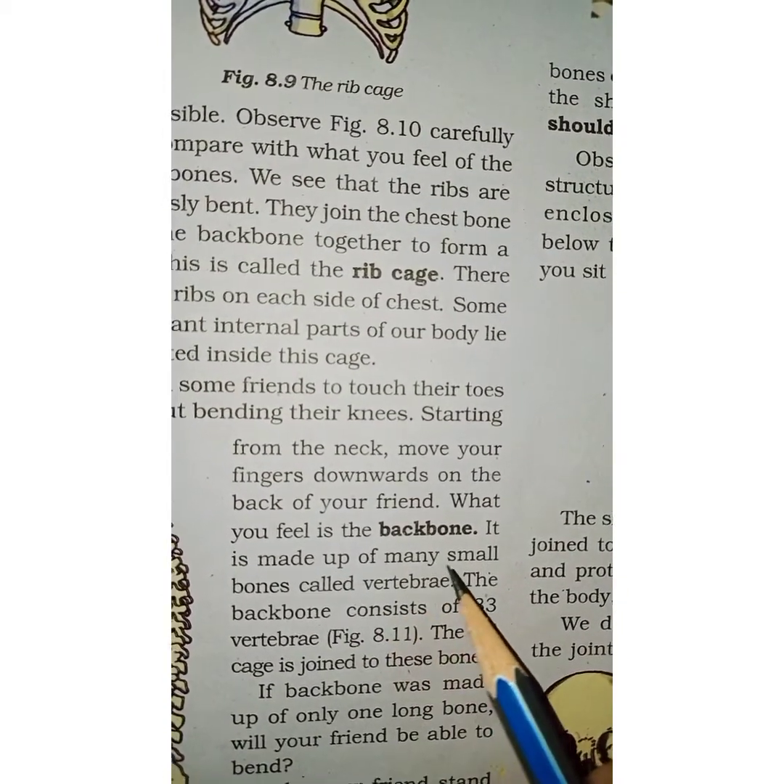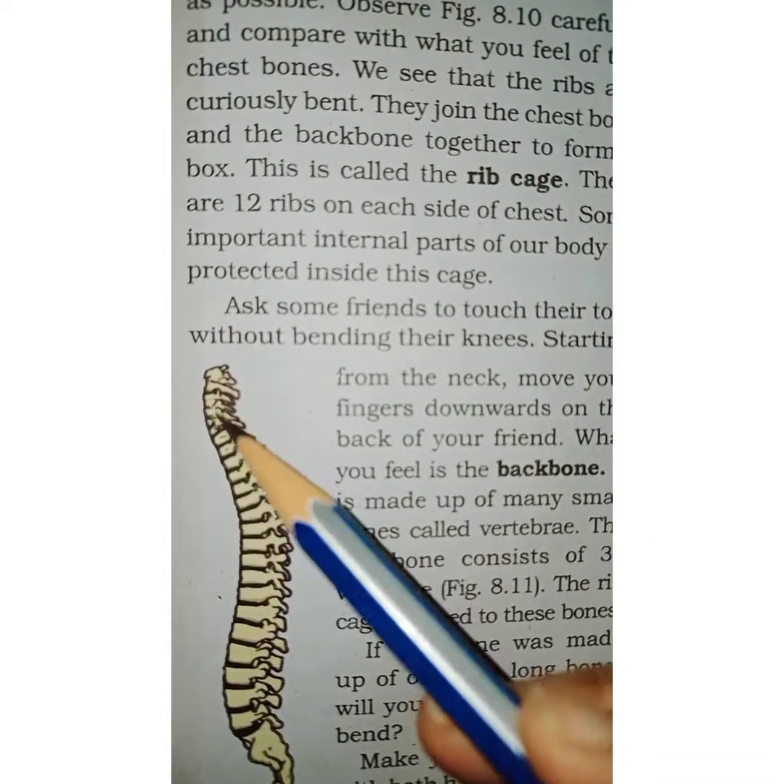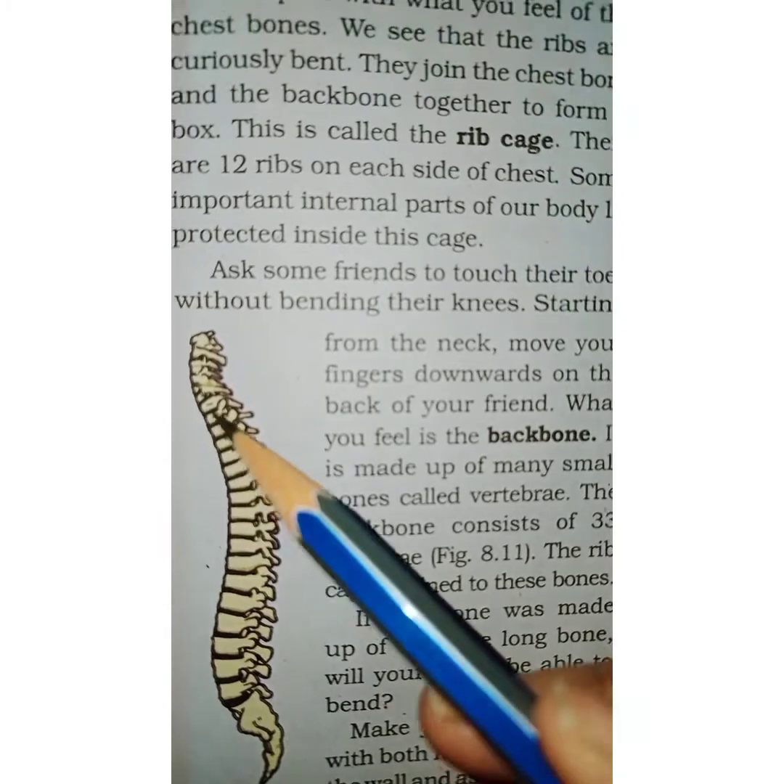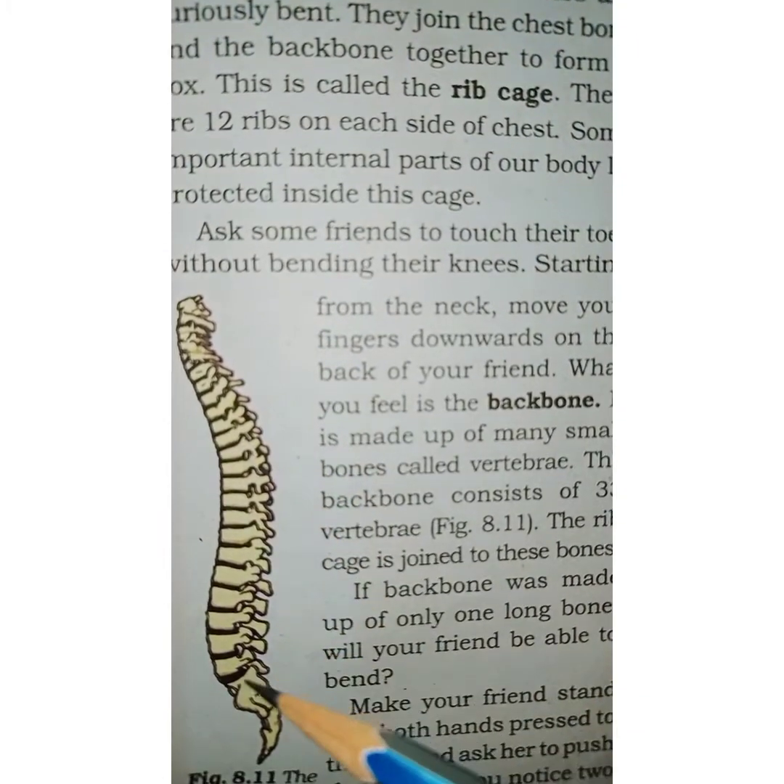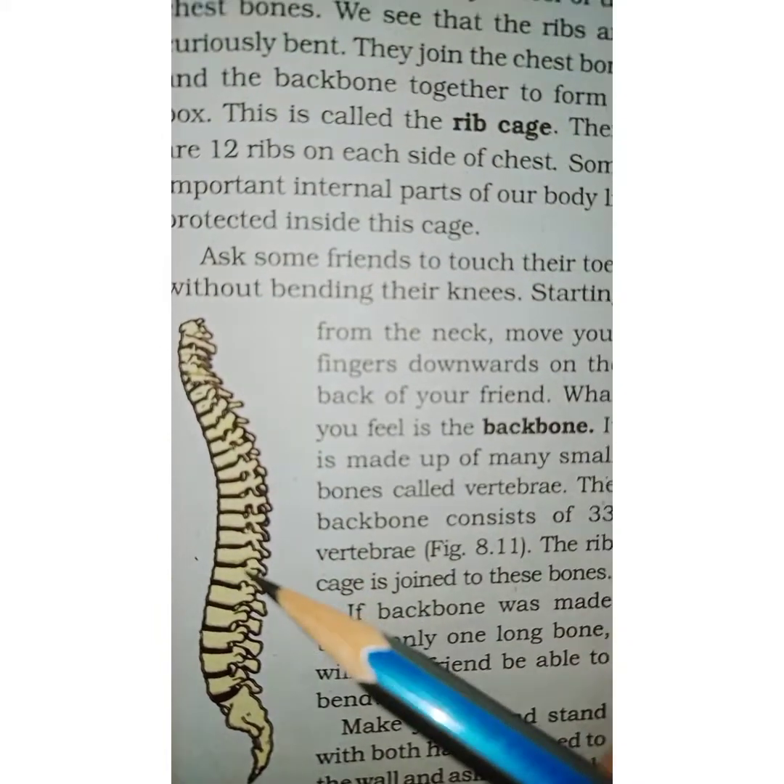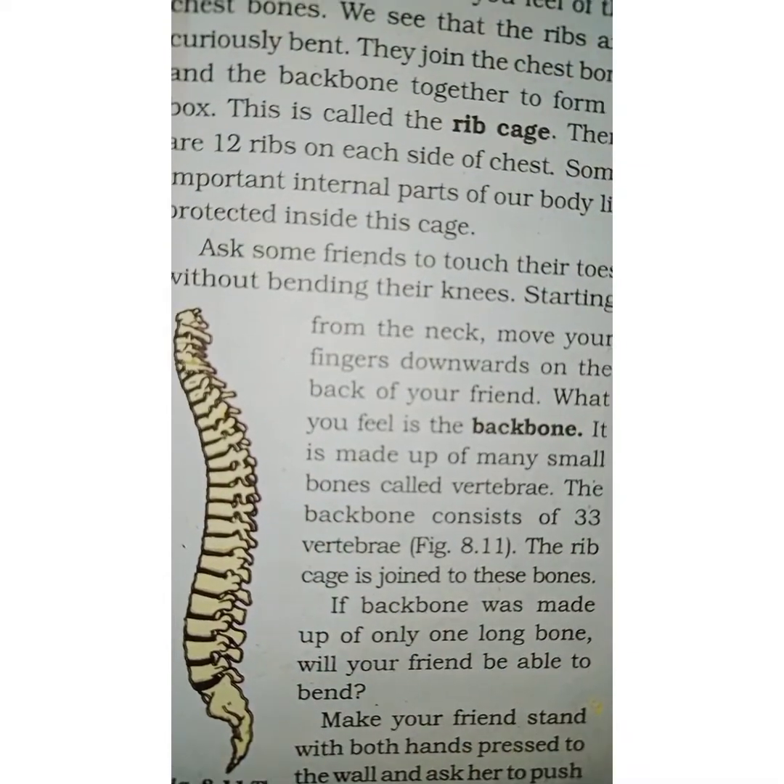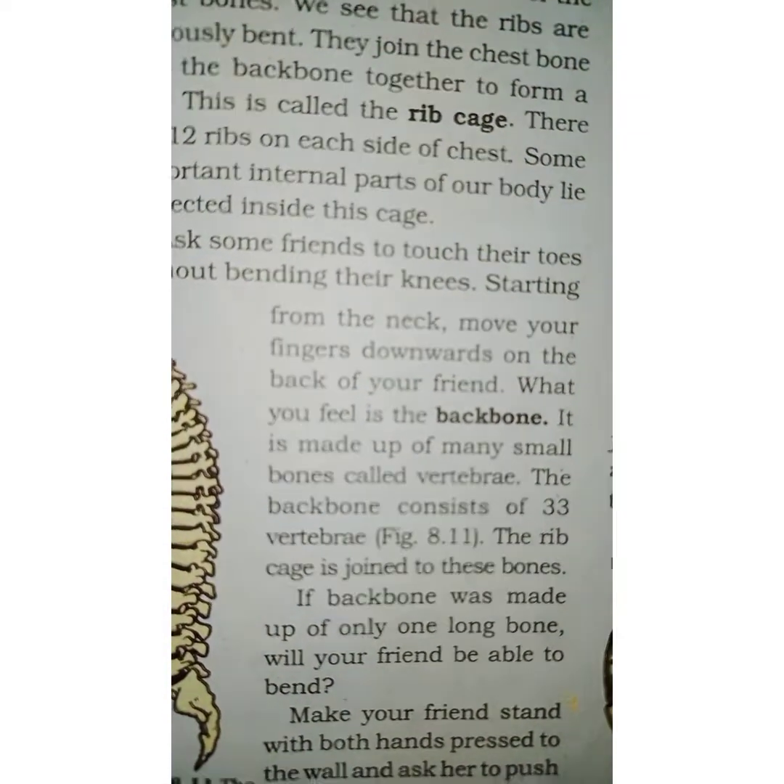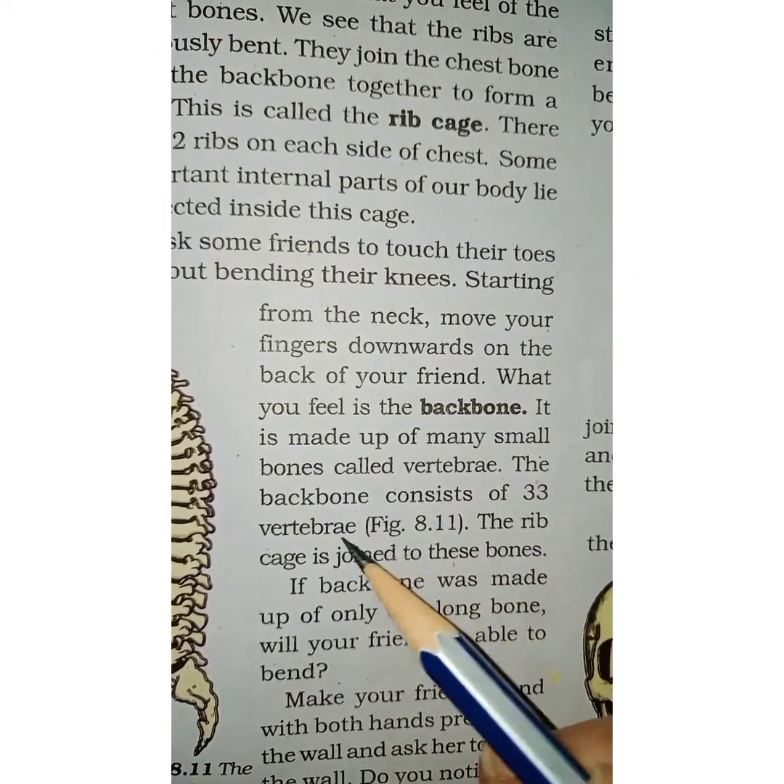It is made up of many small bones called the vertebrae. The bone which you can feel behind is the backbone. These are the vertebrae which you can see. These are the butterfly kind of bones. There are 33 vertebrae present on the backbone, and these small bones are called together vertebrae. The backbone consists of 33 vertebrae.